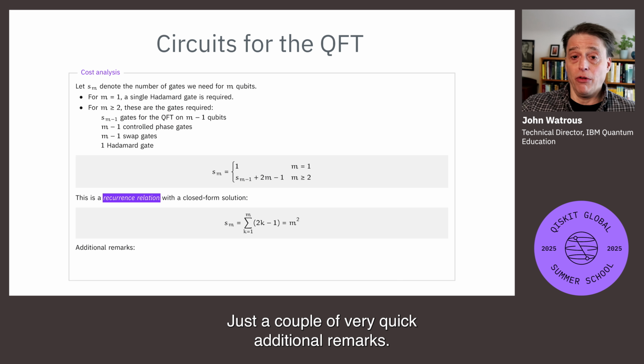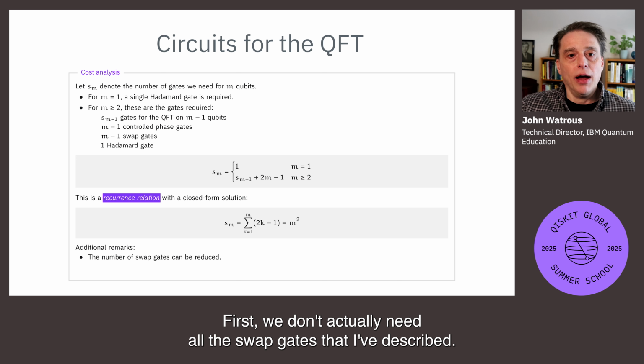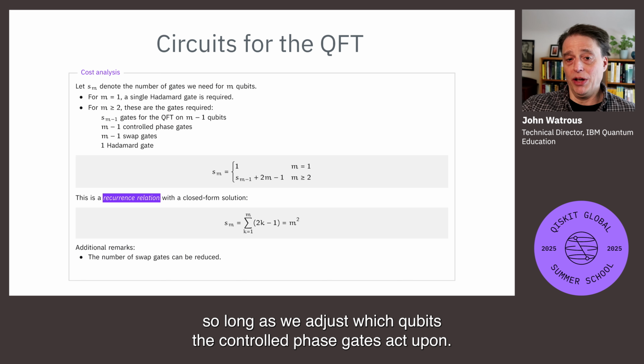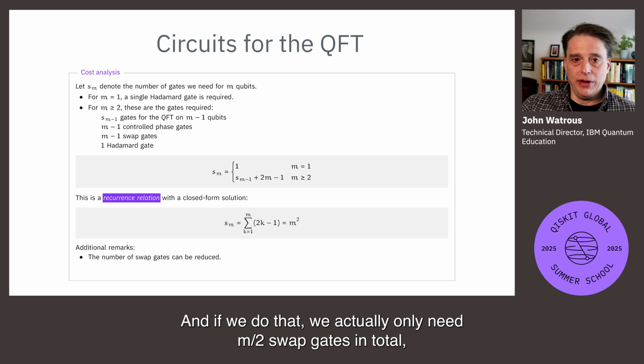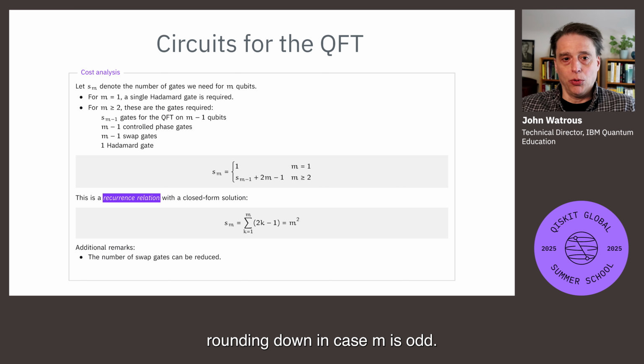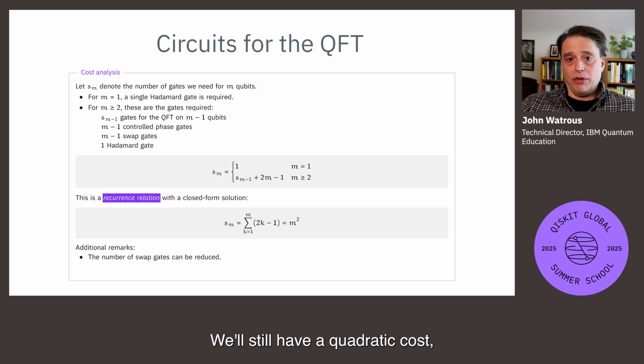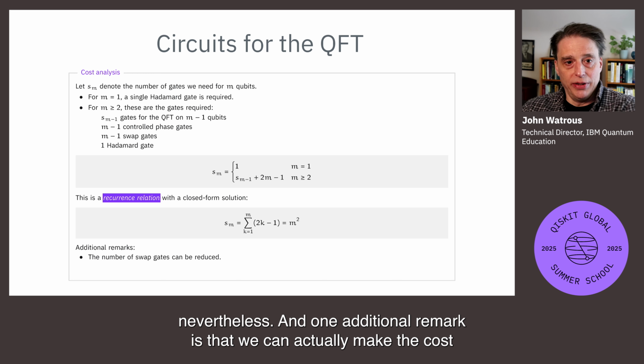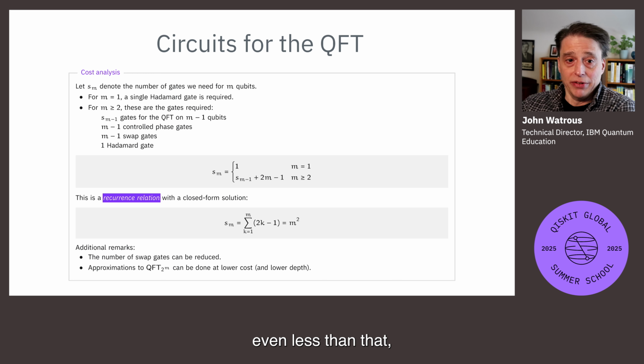Just a couple of very quick additional remarks. First, we don't actually need all of the swap gates that I've described. It is possible to push them all out to the end, so to speak, so long as we adjust which qubits the controlled phase gates act upon. And if we do that, we actually only need m over 2 swap gates in total, rounding down in case m is odd. We'll still have a quadratic cost, but the number of gates can be reduced by doing this nevertheless. And one additional remark is that we can actually make the cost even less than that.